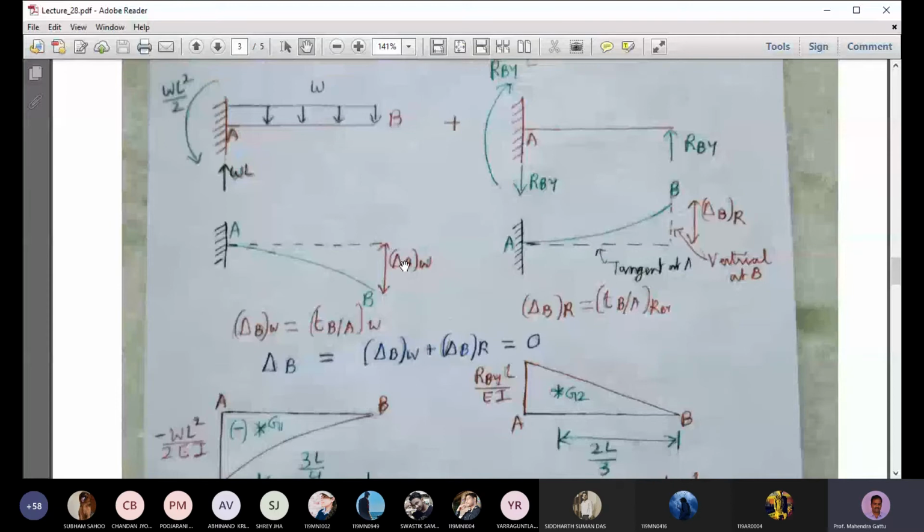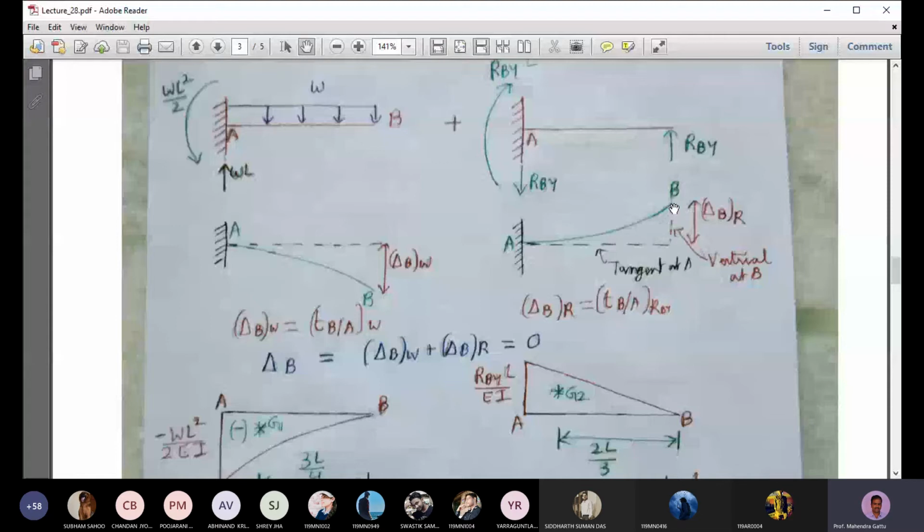So we want to find the vertical deflection at B due to the distributed load. We can draw a tangent at A, and then draw a vertical line at B. That vertical deviation of B with respect to the tangent at A has a notation, t B by A, and we put W, the distributed load, as a subscript. We can find this using the first moment area theorem.